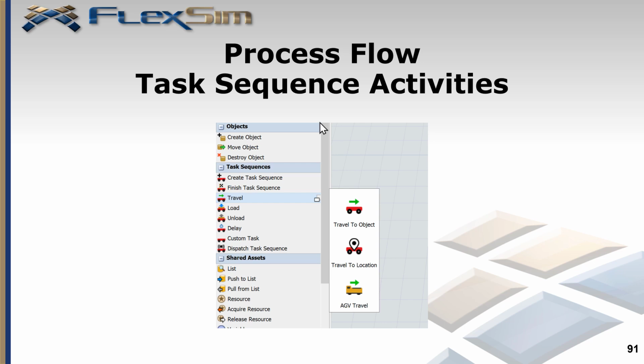We're now going to look at how to create and dispatch custom task sequences using a process flow. In the process flow library, there's a category called task sequences, made up of these activities you see here: create task sequence, finish task sequence, travel, and travel is broken out into 3 types of travel: travel to object, travel to location, and AGV travel. Load, unload, delay. A custom task, which opens you up to a whole other grouping of tasks like start an animation or change a visual. And then this last activity called dispatch task sequence.